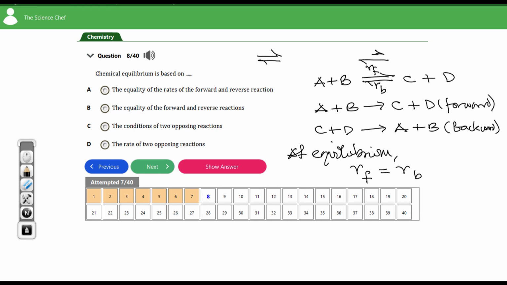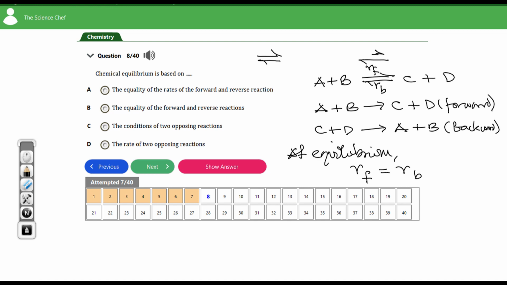Another condition for chemical equilibrium is that at equilibrium, the concentrations of the reactants and products will not change, right? There will be no change in the concentrations of the products and reactants. Their concentration will remain constant, but not necessarily equal. They may be equal, right?